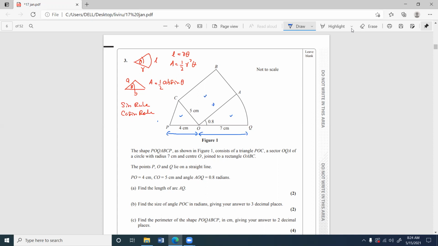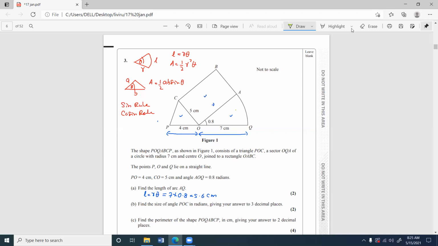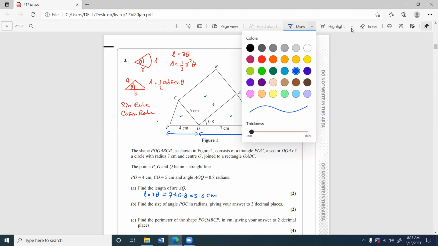Find the length of AQ. We know the radius of this arc sector and we know the angle, so you can apply L equals r theta. r is 7, theta is 0.6, so this should be 5.6 centimeters. I'll mark this information in a different color, because we may need it to answer the rest of the question, though sometimes not all the way.